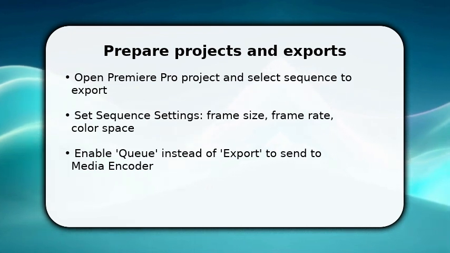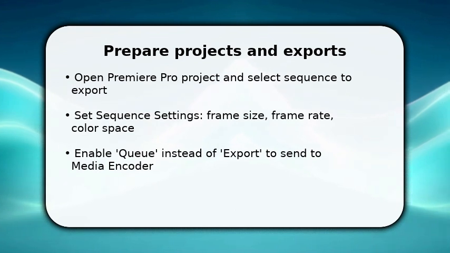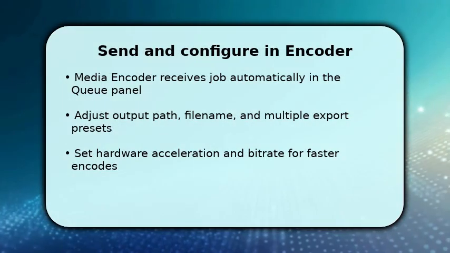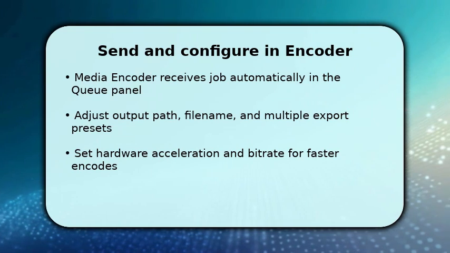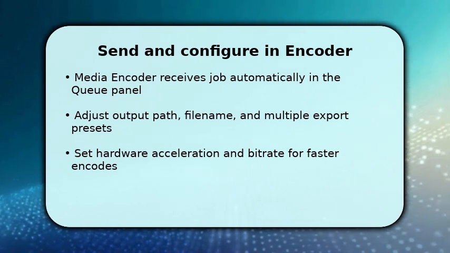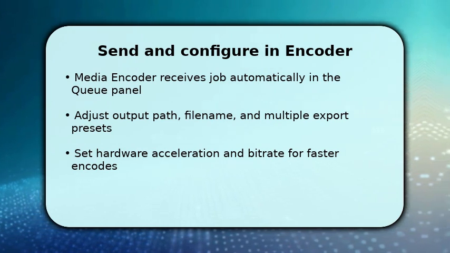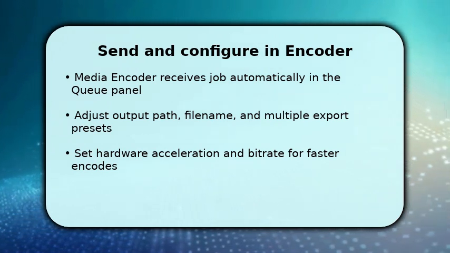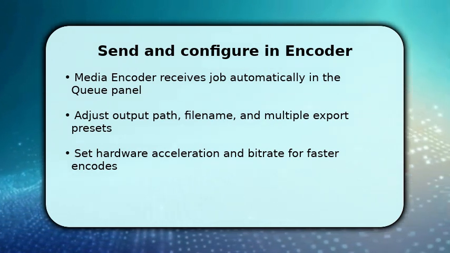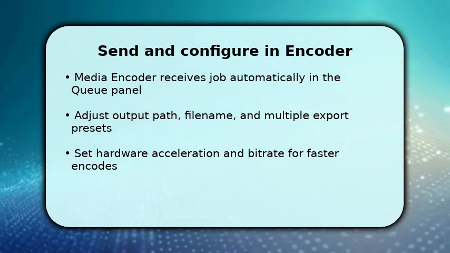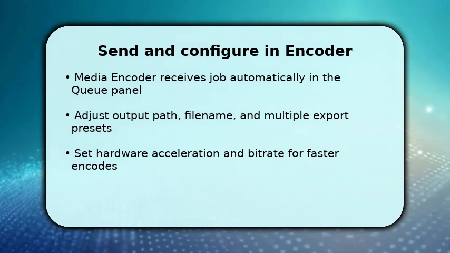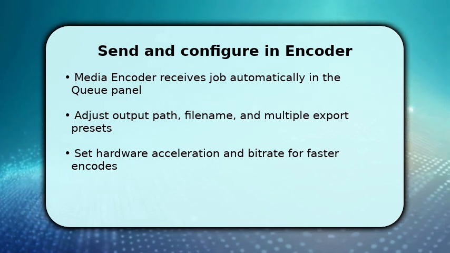Then click Queue to transfer the job directly into Adobe Media Encoder for background processing. When the job appears in Media Encoder's queue, you'll see the sequence, format, and preset fields. Click the preset to tweak bitrate or container if needed, because presets in Premiere aren't always final for delivery. You can change the output location and add additional presets to export multiple formats simultaneously.